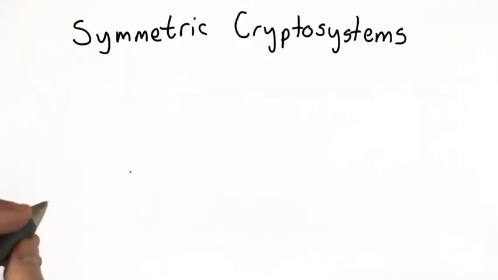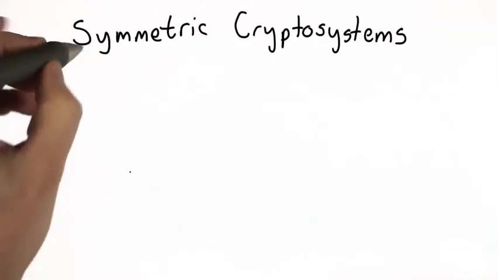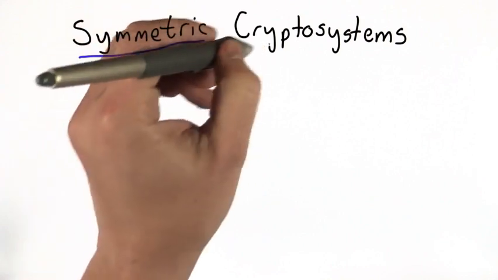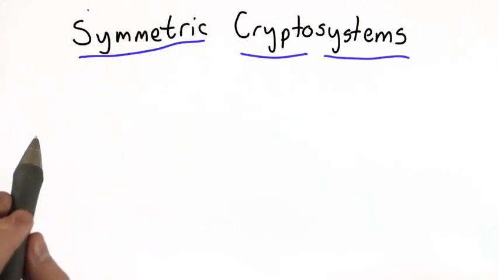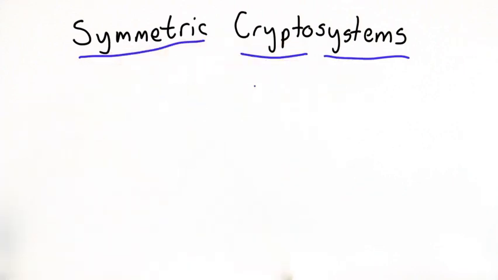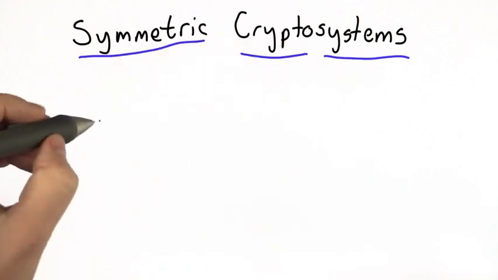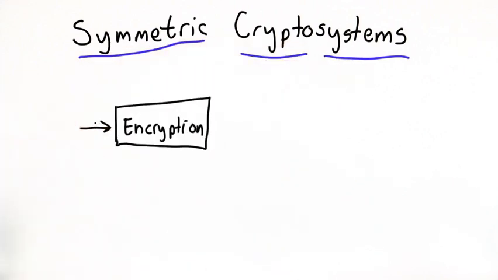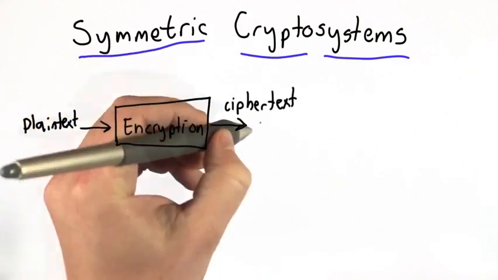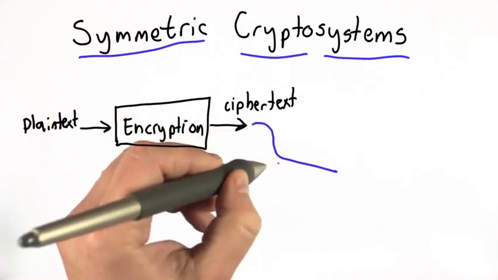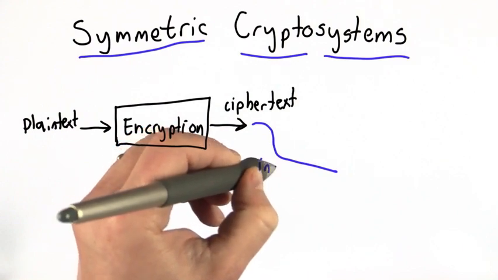So the first main topic we'll introduce is symmetric crypto systems. Symmetric means both encryption and decryption are done with the same key. I want to introduce some terminology that we'll use throughout the course. We can think of encryption as a function, and it takes as input a plaintext. This is the unencrypted message. It outputs a ciphertext, and then our goal is to be able to send that ciphertext over an insecure channel.